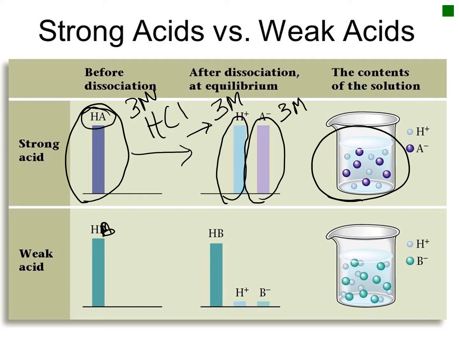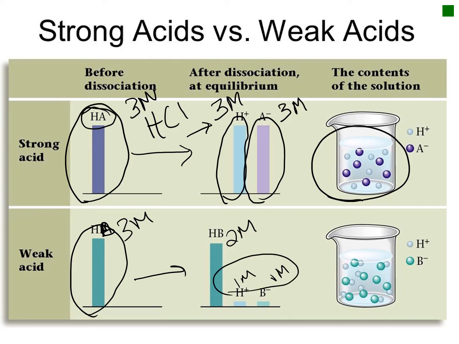Whereas with a weak acid, it doesn't completely dissociate. So if I start with a 3 molar and put it into solution, now I end up with, let's say, a 2 molar, and as far as the H plus goes, I have a 1 molar, and I have a 1 molar for my base. So it doesn't completely do it. Instead of being 3 molar, my H plus concentration is only, let's say, 1 molar. I know graphically this does not show it that way.